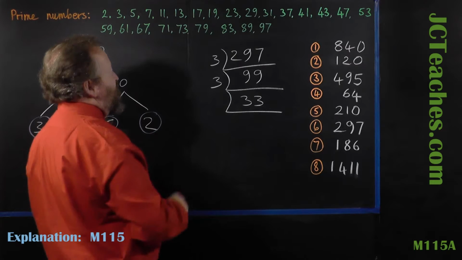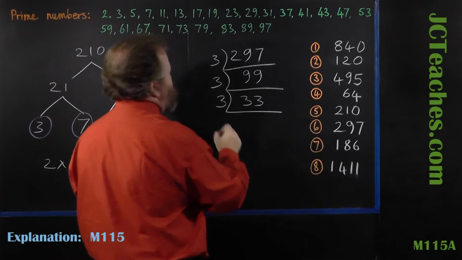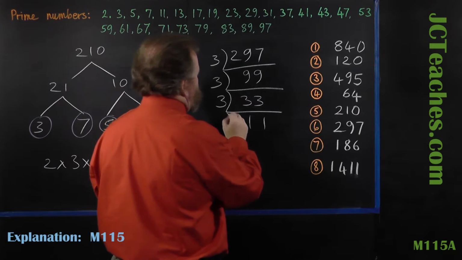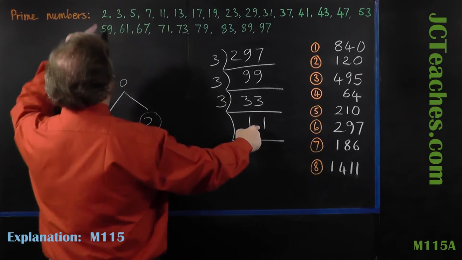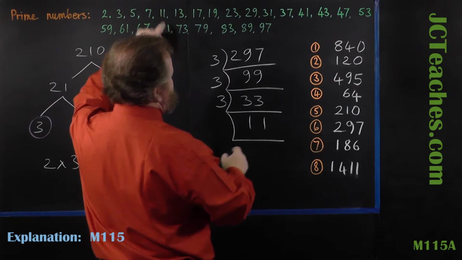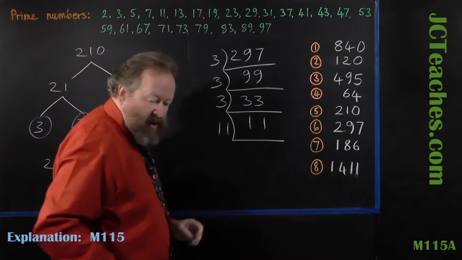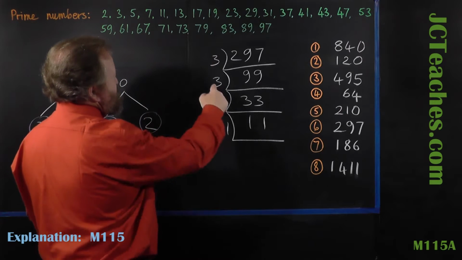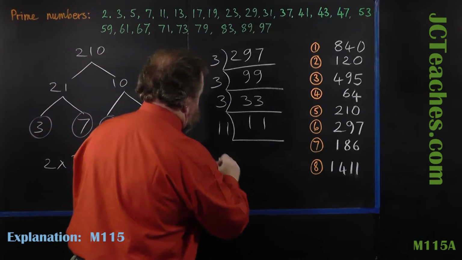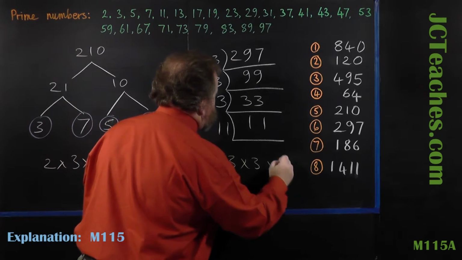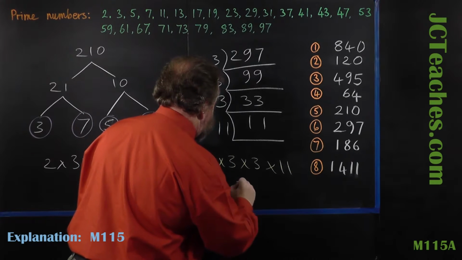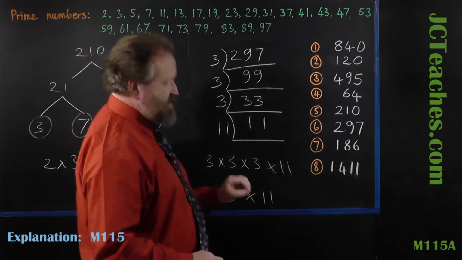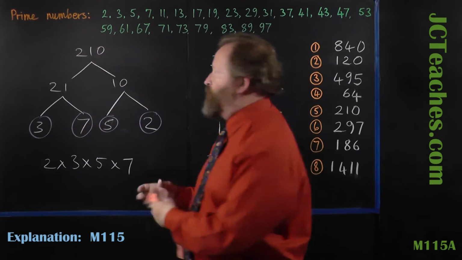Okay, that one, again, that divides by 3. And it's 3 11s, isn't it? What does that divide by? 2, 3, 5, 7, 11. It's a prime number anyway. Okay. So, my prime factors of that are going to be 3 times 3 times 3 times 11, or 3 cubed, which is 3 times 3 times 3, times 11. Okay.